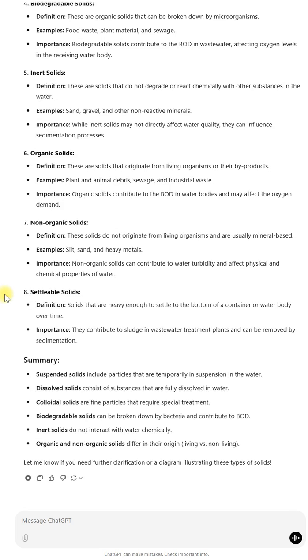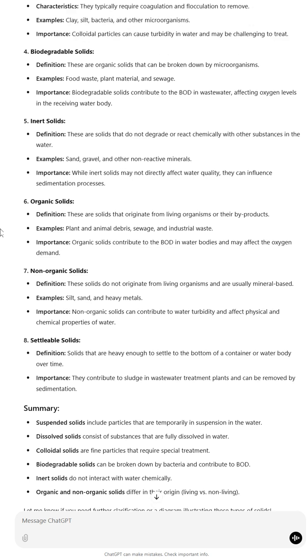5. Inert solids. Definition: these are solids that do not degrade or react chemically with other substances in the water. Examples: sand, gravel, and other non-reactive minerals. Importance: while inert solids may not directly affect water quality, they can influence sedimentation processes.